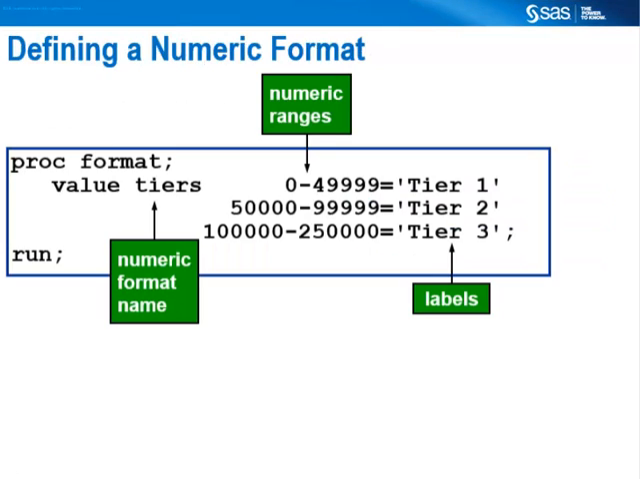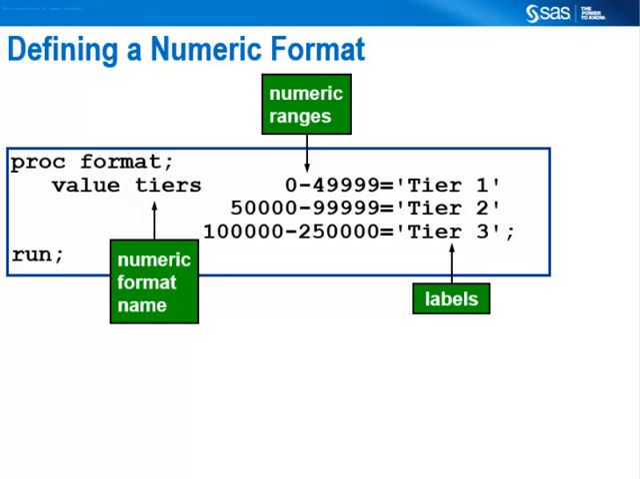Defining a numeric format. Proc format, value, tiers. Tiers is the name of the format. We did not use a dollar sign because it's a numeric format. And then we have defined a numeric range. 0 to 49,999 is the range. Then we give tier 1, and respectively we complete the program.